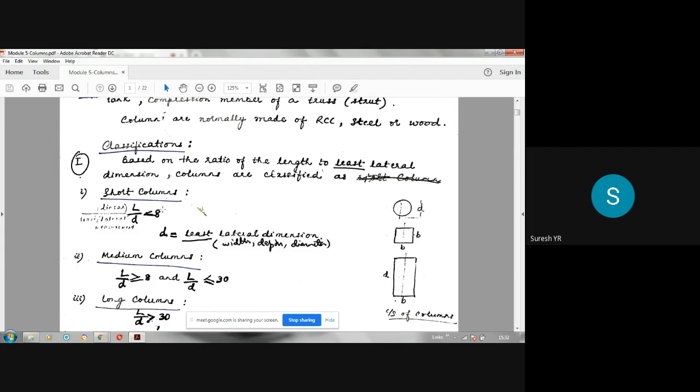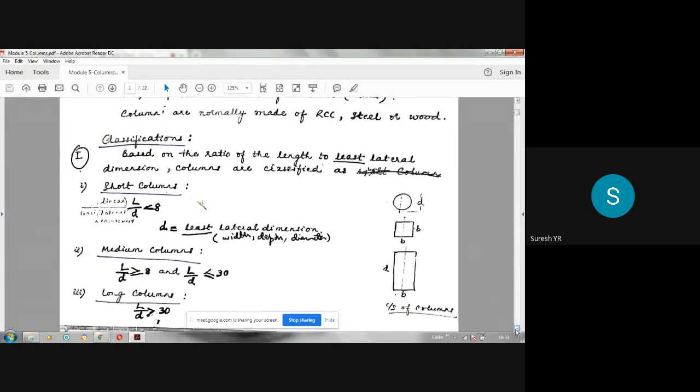If it is less than 8, then it is called a short column. If it is more than 30, then it is called a long column. In between 8 and 30, if you have that value, it is called a medium column or intermediate column. You can write down that word. Medium column is also called an intermediate column. So depending on the ratio of length of the column to the least lateral dimension, which may be diameter or side or width, you can classify the column into 3 groups here: short column, long column, medium or intermediate column. So that is one classification.